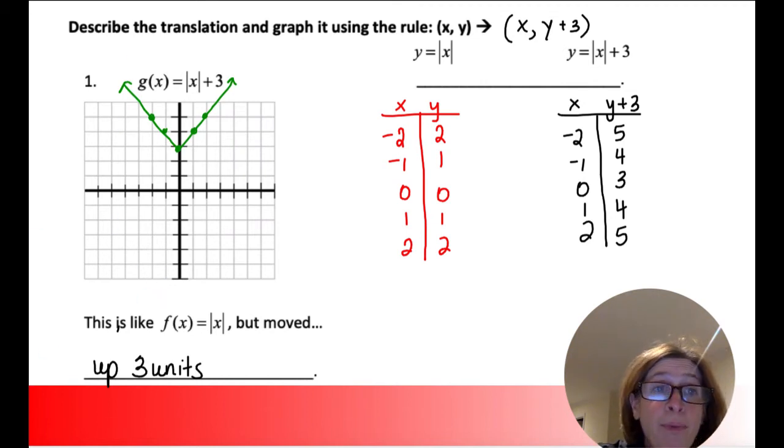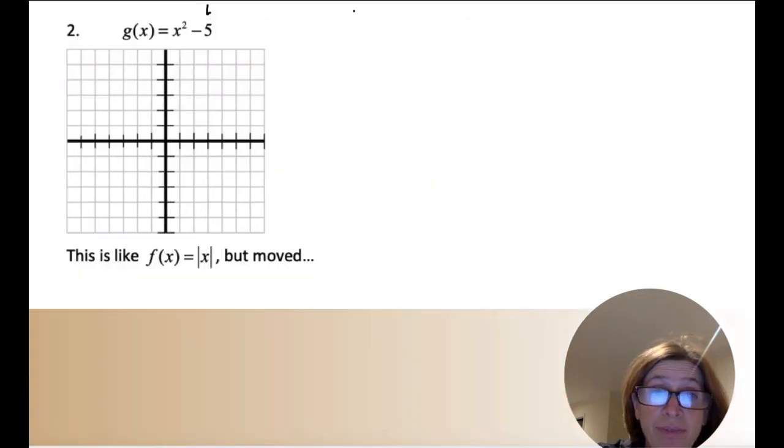These last 2 up. We can also move a parent graph down. Let's look at a different parent graph. Let's look at the quadratic function.